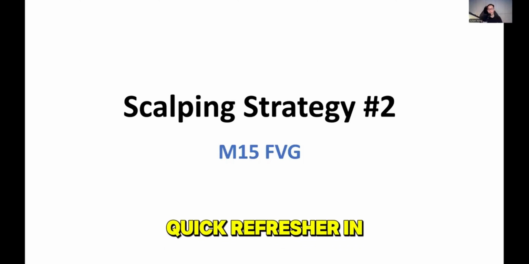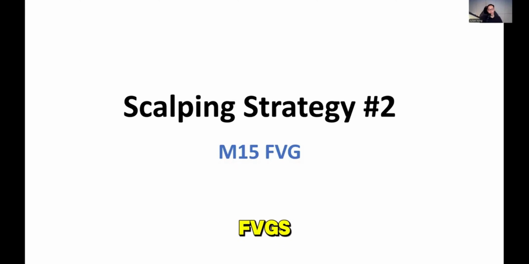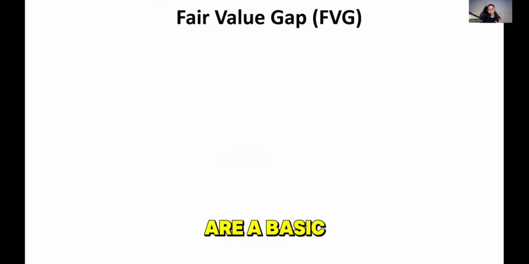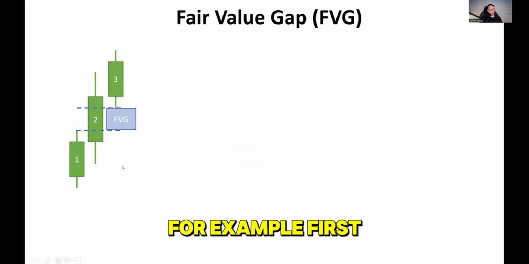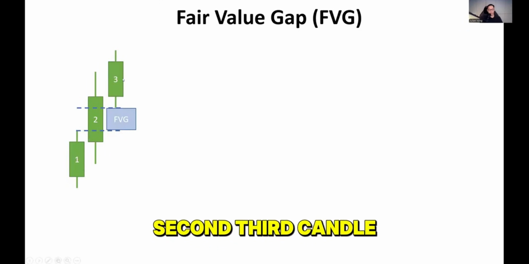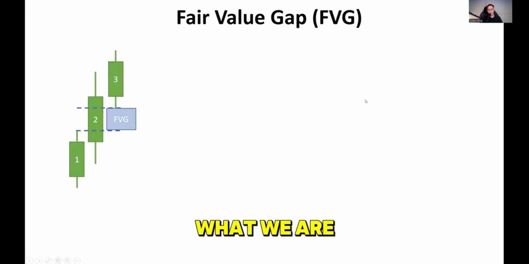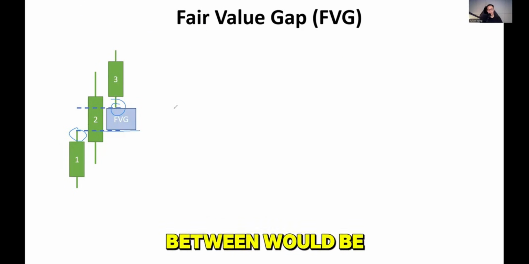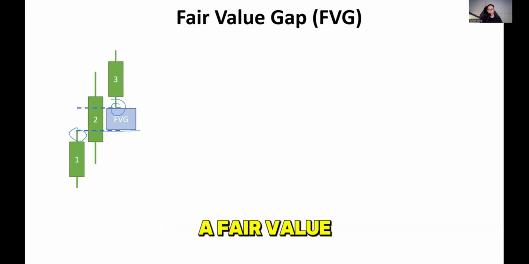Now, just a quick refresher in case you don't know what FVGs are. FVGs are a basic 3 candlestick pattern. For example, first, second, third candle. What we are doing is we are looking at the top wick of the first candle and the bottom wick of the third candle. Anything gap in between would be what we call a fair value gap.